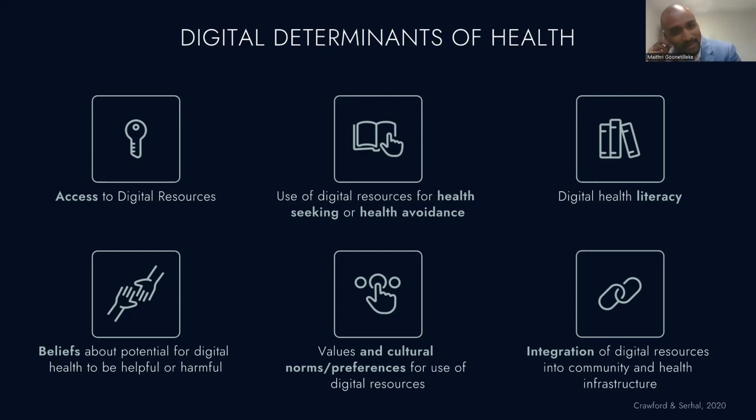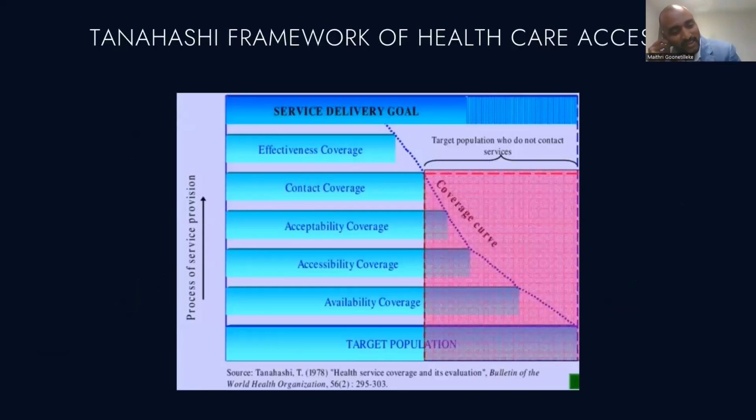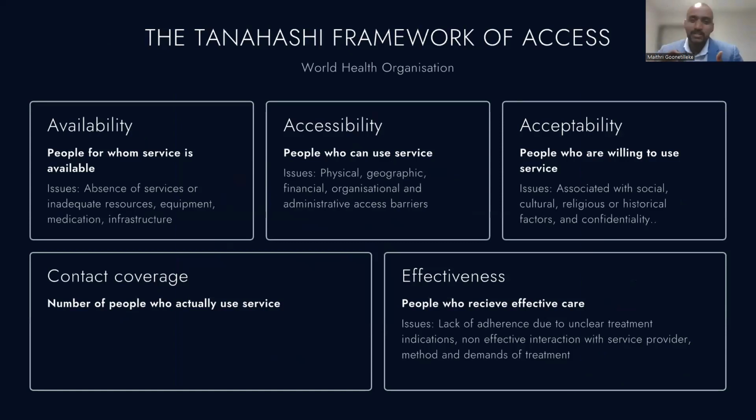If you go to the next slide, and to the next. The Tanahashi framework is just a useful framework for looking at health access, and it talks about resources. In order to have access to resources, it needs to be there, it needs to be available, it needs to be accessible both financially and physically, and then it needs to be acceptable to the community, and then also there needs to be in place some kind of system to follow that up, so in order for it to be effective.